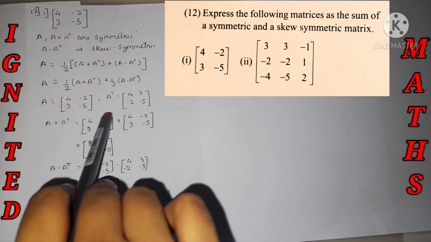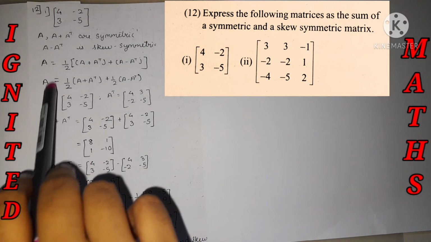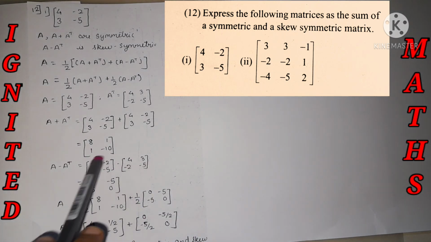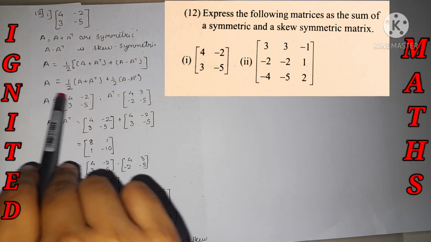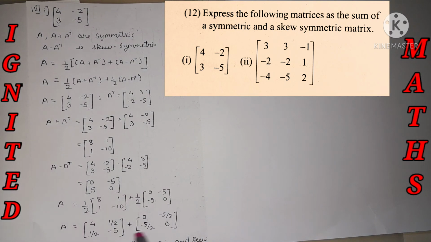A value is this and A transpose. Just add the values and we will be getting the answer. And A minus A transpose, we have the value of A from the question, minus A transpose, subtraction of the matrices, and we will be getting the answer over here. Now according to the question, we need to write the formulas. If we write the formulas, we will be getting the answer.